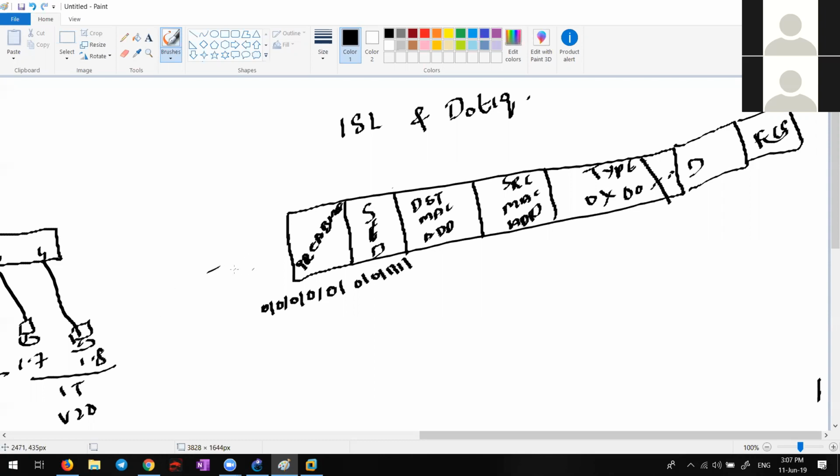Like if you want to draw a picture itself. ISL will be like this. This will be like ISL header. If it is .1q, how it will be? .1q, it will not add a new header. Only a 4-byte field will be used from the type. Okay.